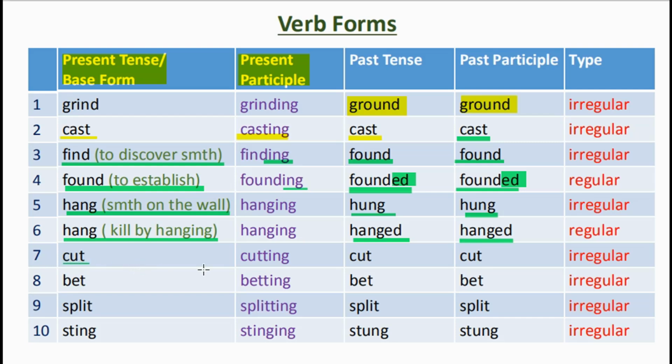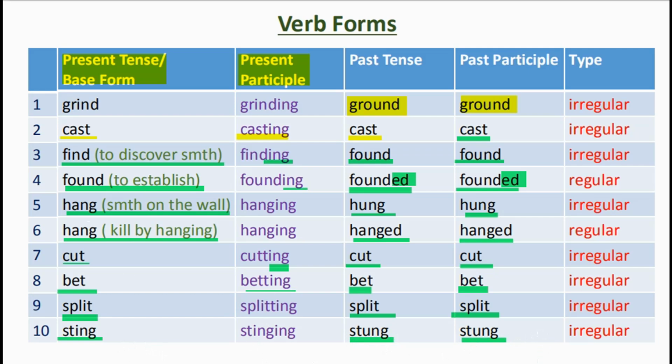In number 7, we have cut, C-U-T. The ing form is cutting. Then the past tense is cut and the past participle is cut. There are no differences in the spelling. In number 8, we have bet. Then we have betting in the present participle, the ing form. But in past tense, it is bet. And in past participle, it is also bet. No difference in the change. The same thing happens to split in number 9. The past tense of split is split. The past participle is also split. In number 10, we have sting. The past tense of sting is stung, and the past participle is stung. So we have sting, stung, stung.